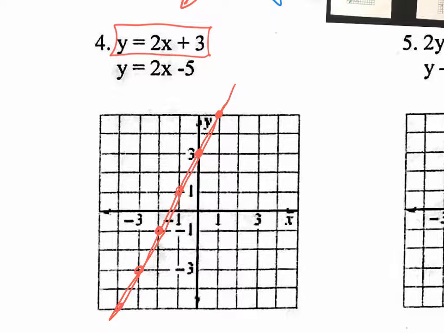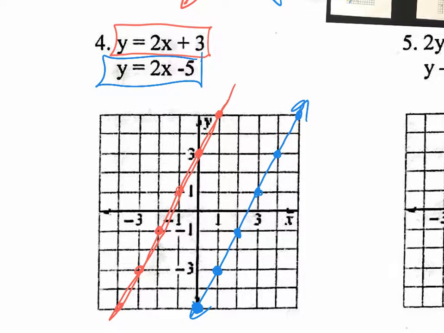Let's go for the other one in blue. Crosses at -5. Right here on the edge. What do I do from that point? Up to the right 1. Up to the right 1. Up to the right 1. Draw your line.